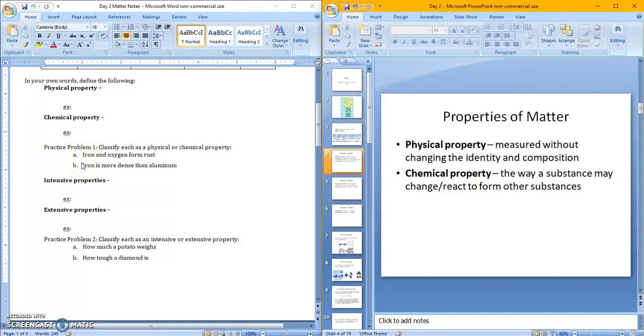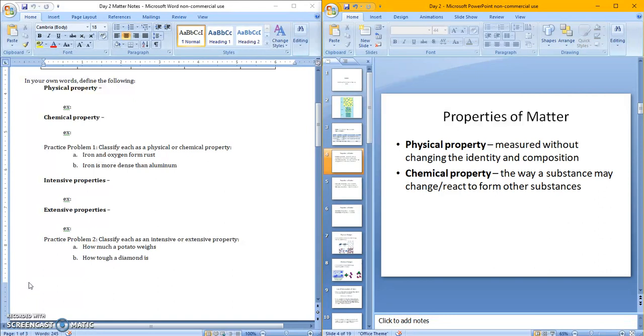So go ahead and over here, I want you to do the practice problem. Tell me if it's a physical or a chemical property. Now that you've done that, so iron and oxygen form rust. That is a chemical property because iron and oxygen have to react in order to form rust. There actually has to be something between those two in order to have a chemical reaction.